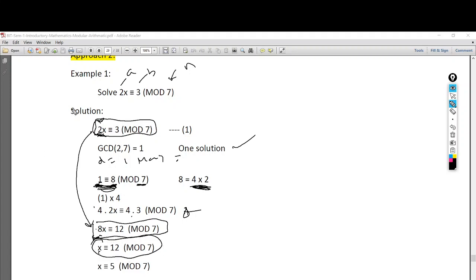x is congruent to 12 mod 7, and of course we know that 12 is bigger than 7. So we can simplify it and say rather than 12, it is 5, because when 12 is divided by 7, the remainder is 5. So now I got the answer.